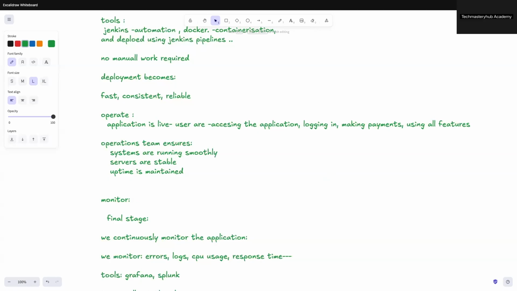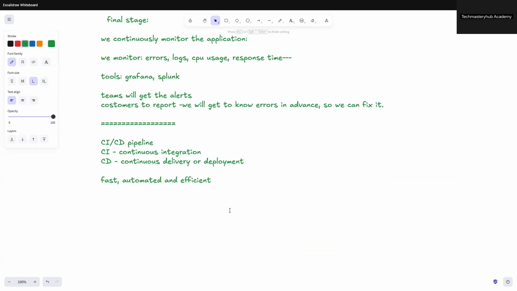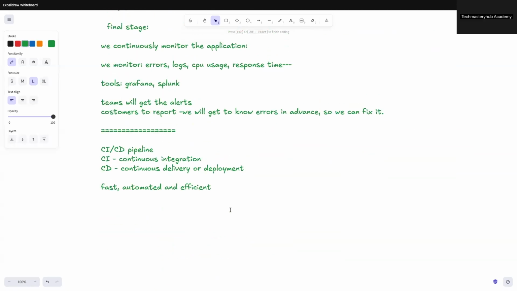And the last stage is monitor. This is the final stage. We continuously track application performance. We monitor errors or logs, CPU usage, response time. So what tools can be used here? For the monitoring purpose, Grafana and Splunk. These are the tools which can be used. There are many other tools, but these are the mostly used tools for monitoring.